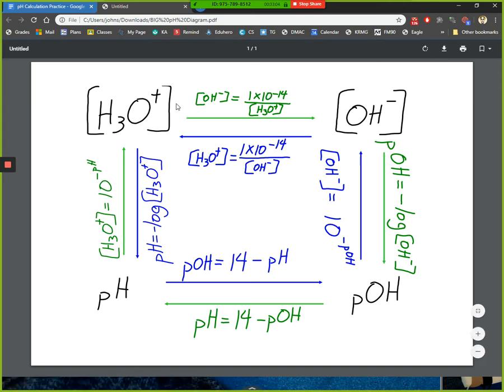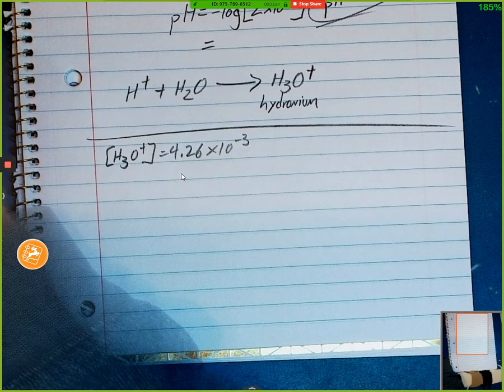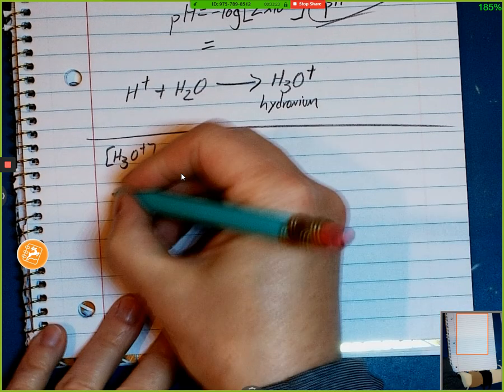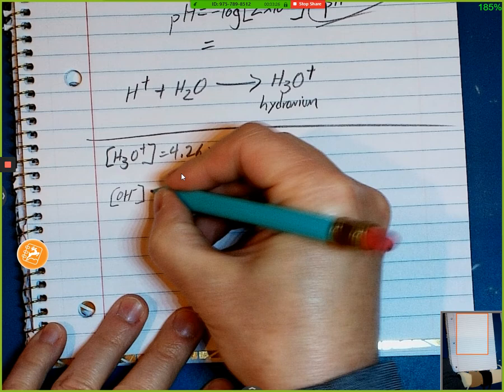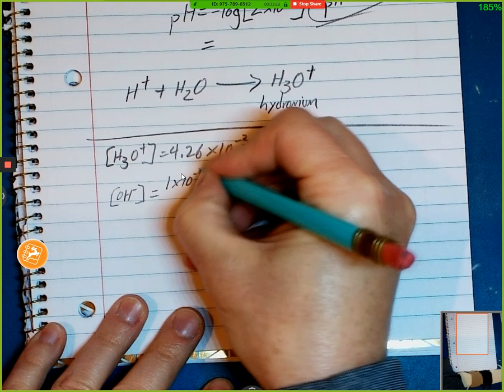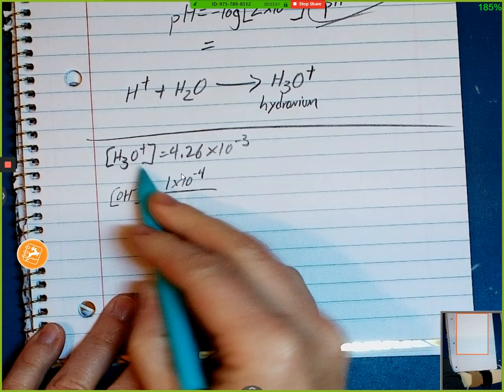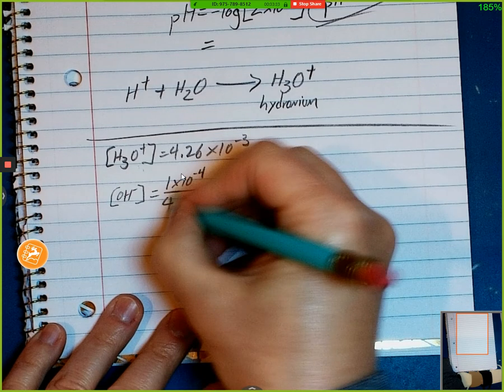Now, according to this, remember when you multiply these together, the product is going to be 1 times 10 to the minus 14. So all I have to do to find this is do 1 times 10 to the negative 14 divided by my concentration here. So let's do that. OH concentration is going to be 1 times 10 to the minus 14 divided by 4.26 times 10 to the minus 3.